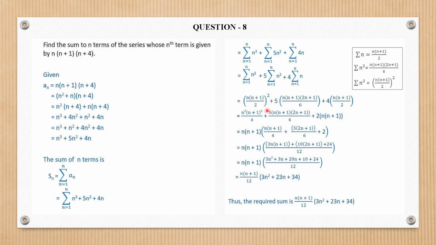You can take whatever is maximum common. So I'll get the common as n into n plus 1. Take it in one bracket. Open it. We get the quadratic as 3n square plus 23n plus 34. If it can be factorized, then factorize, but I don't think it can be further factorized. So I'll leave it as it is. So the required sum is n into n plus 1 into 3n square plus 23n plus 34 divided by 12.